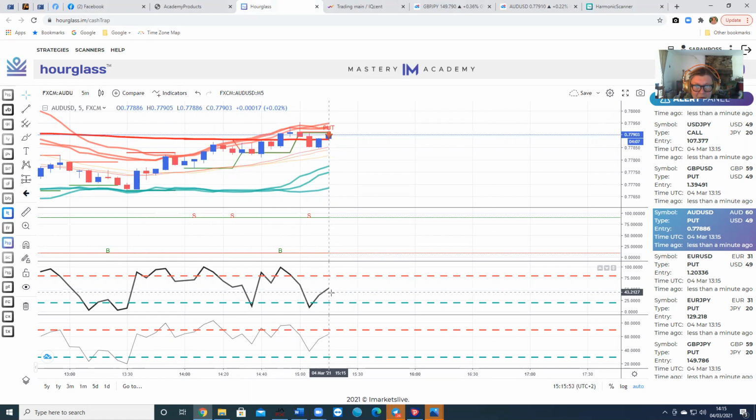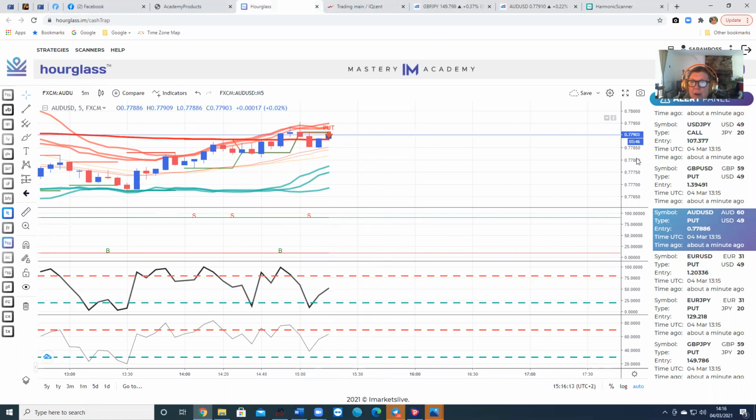But we do want to have these start to tick down. These need to be bending down in our favor. So that would be 1 point there, 2 points at the moment. So we want a minimum of 3 for a good trade. It called it at 77886. It's at 77903, as you can see on the price here.